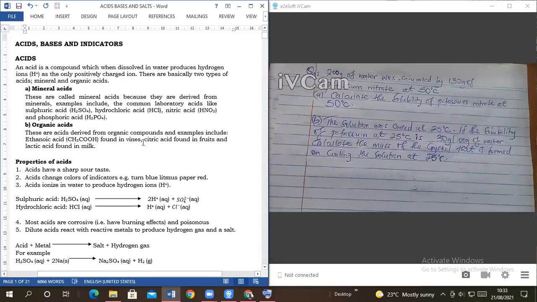But if you take most of them, like citric acid, since they are organic in nature, the body needs them, though they are acids. But if you take these mineral acids here, you will get complications in the stomach. All these are dangerous acids.